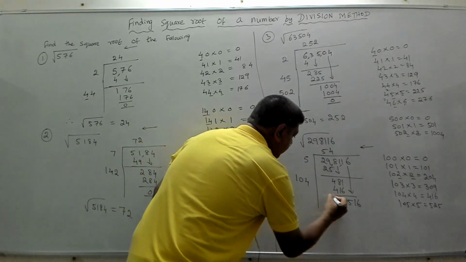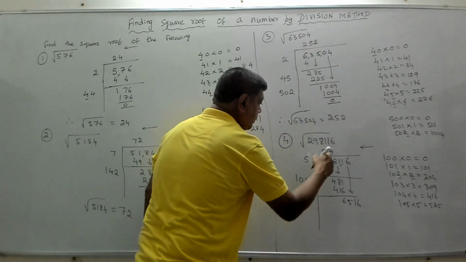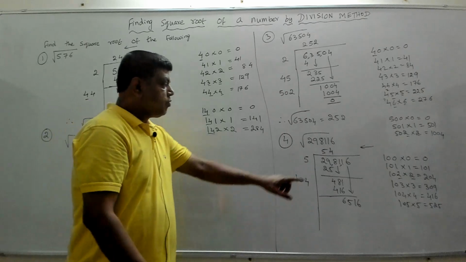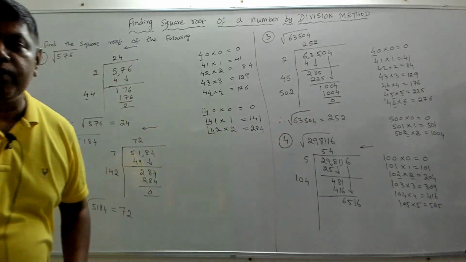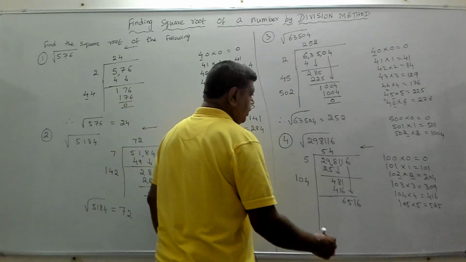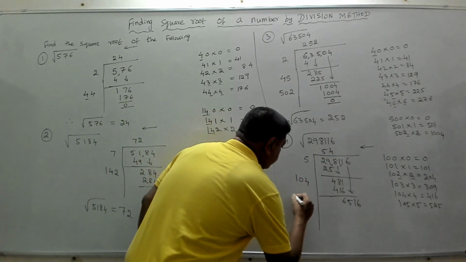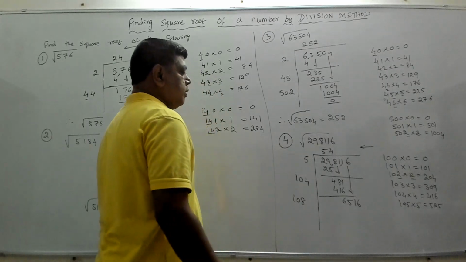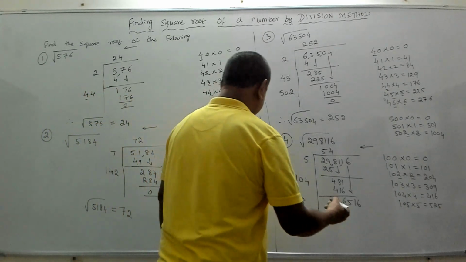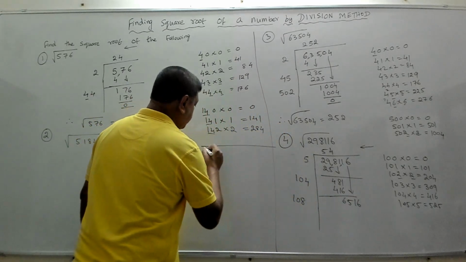Fine. So again, what we should do? We should take this number, whatever number is here, which is 54. This 54 should be multiplied by 2. What is 54 into 2? 108. Right? 54 into 2 is 108. So 108. Then what we should try? I'll do that calculation here. What we must try now?